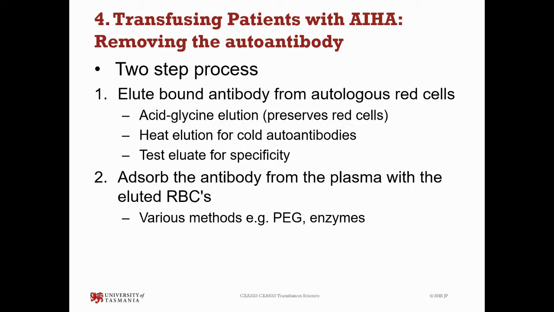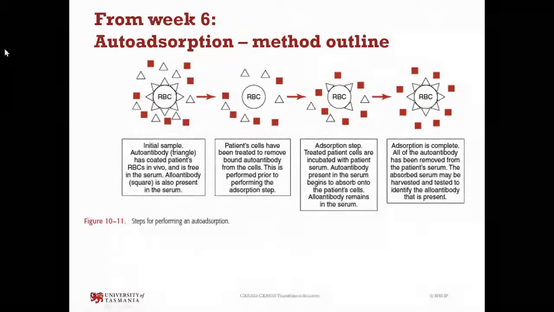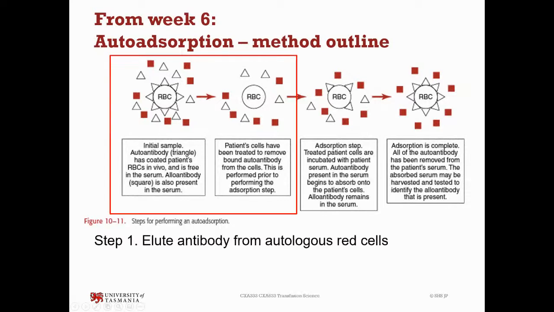So if we go on to the next slide, this is from Harmening. In the first half, this is where we elute the antibody from the patient's red cells. You can see that the triangles represent the autoantibody, and the red cells are coated in that. In this case we've also got autoantibody in the plasma, and the red squares are an alloantibody that's being masked. So what we do is we treat the cells and remove the antibody from the cells. This is called elution, where you elute the antibody from the patient's red cells.